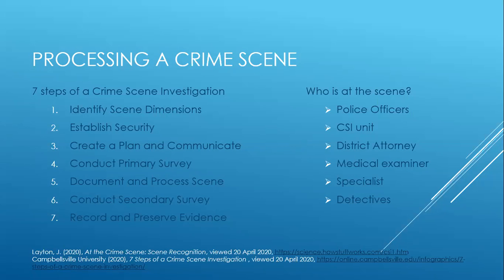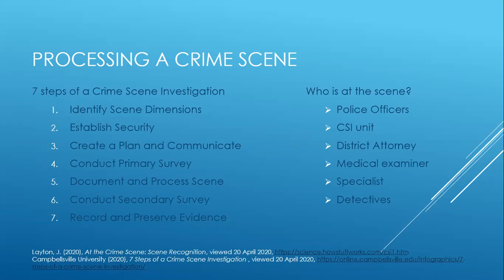Determine the type of crime that occurred, or determine any threat to evidence, considering if additional resources are necessary, or communicate with your team about how to proceed or what to do next. And coming to the fourth one, conduct primary survey. It is something like identifying potential evidence, capturing photographs, and taking good notes about the incident or the area.